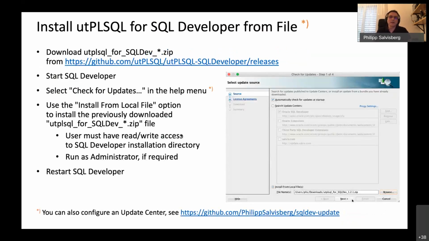To install the SQL Developer extension, there are several options. One option is you go to this GitHub release page and download the most current version. That's 1.3 currently. And then you start SQL Developer, go to the check for updates menu. And then this window pops up here. At the bottom, you see install from local file, and you select the zip file you downloaded previously. Press next, next, next, restart SQL Developer, and you're ready to use utPLSQL in SQL Developer.